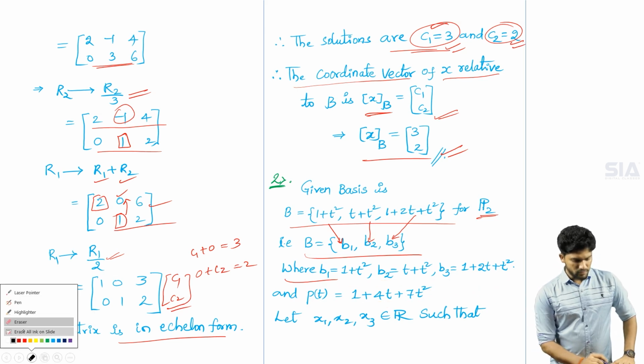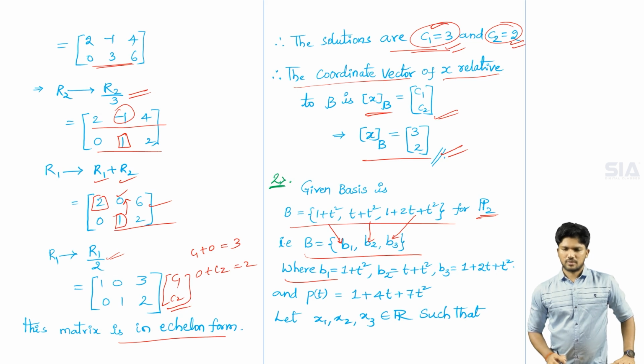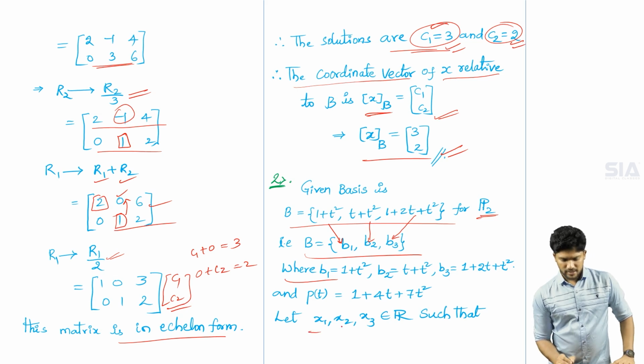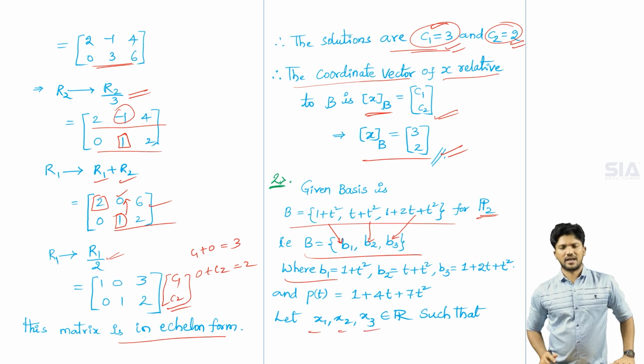So now we have to find the coordinates for this polynomial. Let x1, x2, x3 belong to capital R.